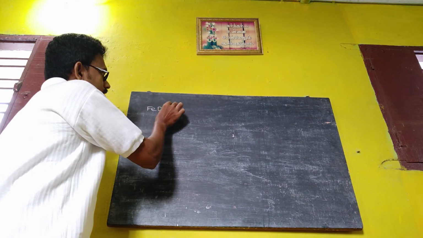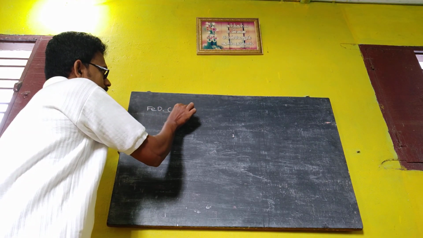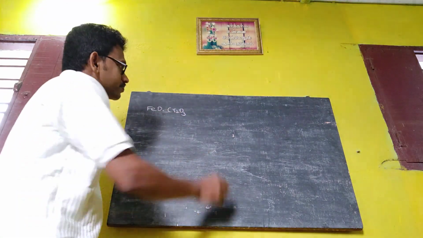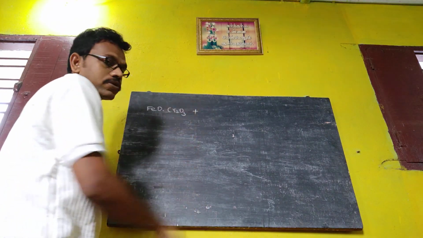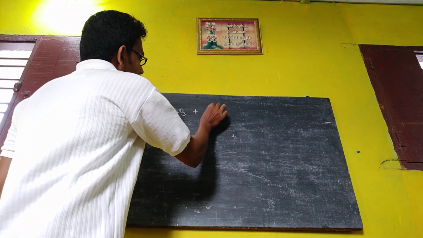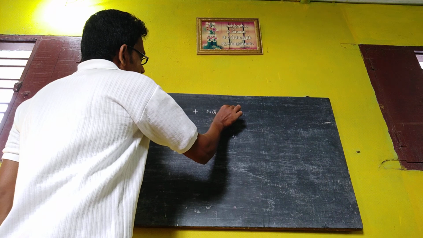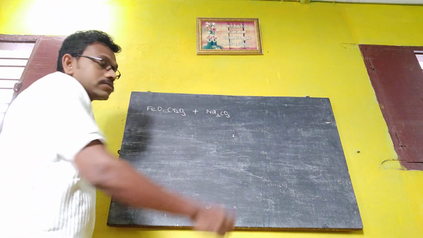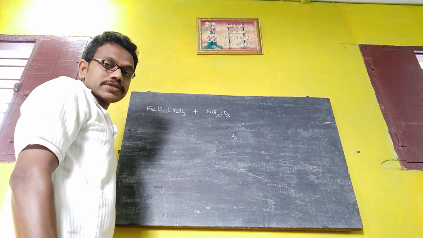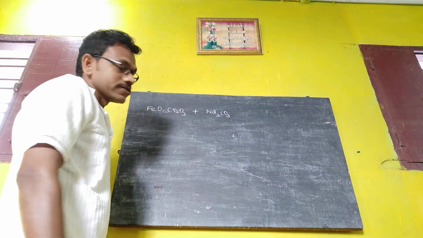Iron oxide and chromic oxide. It's called chromate ore. Okay, first you have to take a chromate ore, then sodium carbonate, Na2CO3. It's a white mass. Usually it is used in detergent, for making the detergent.